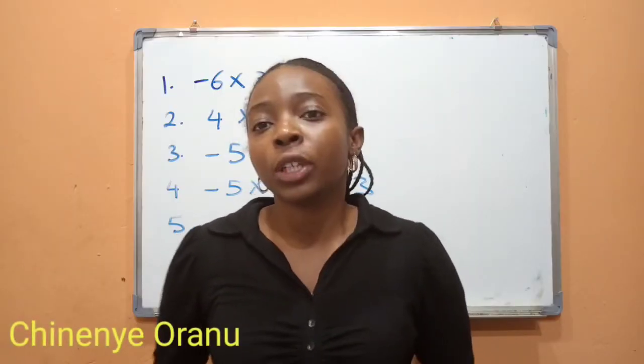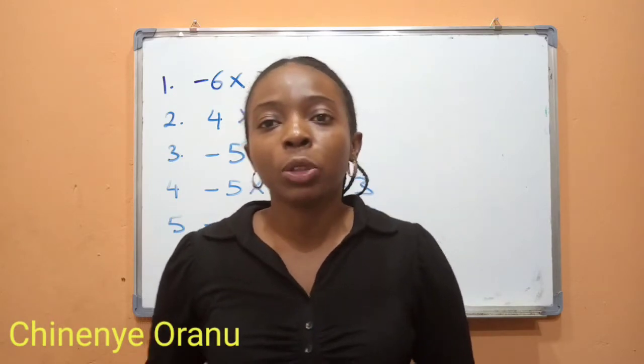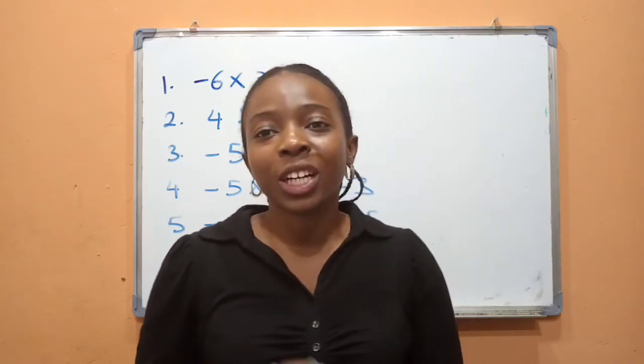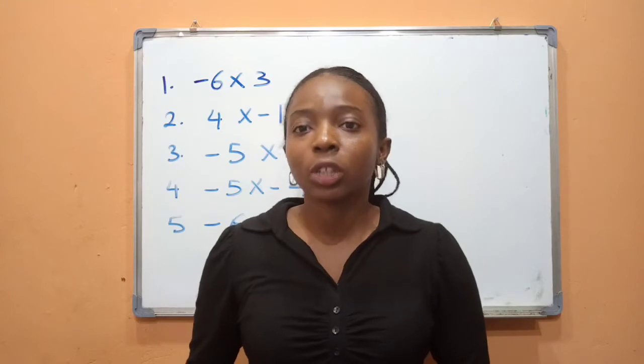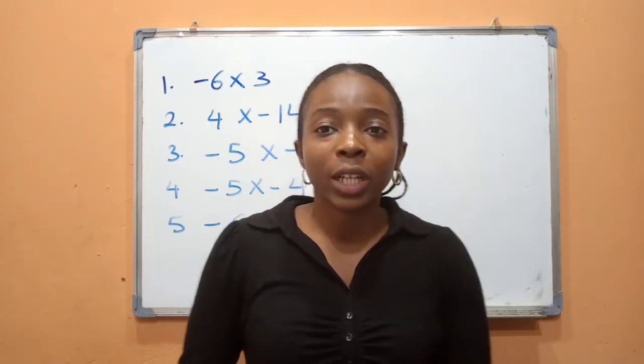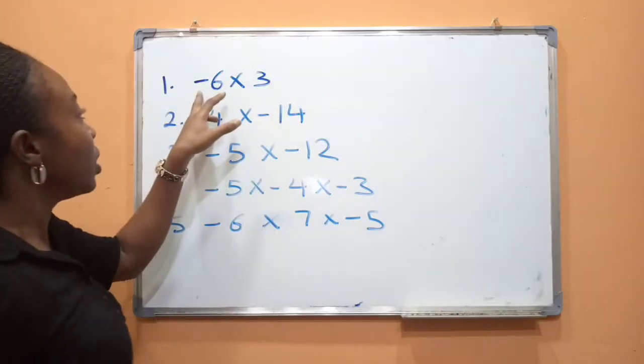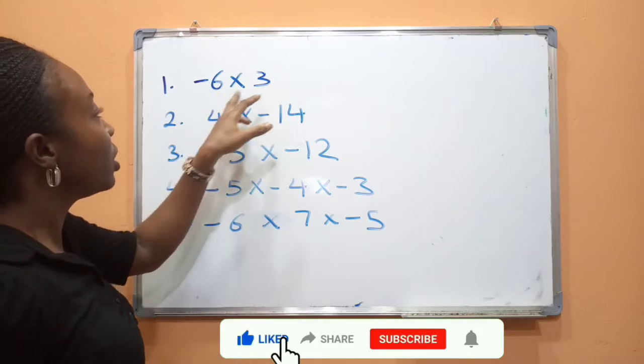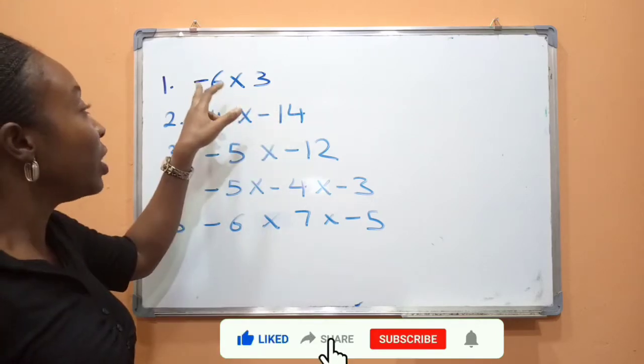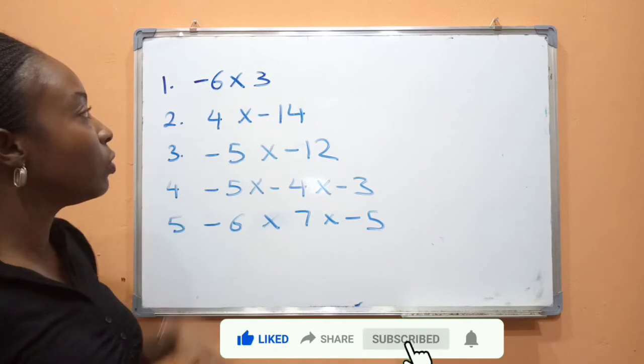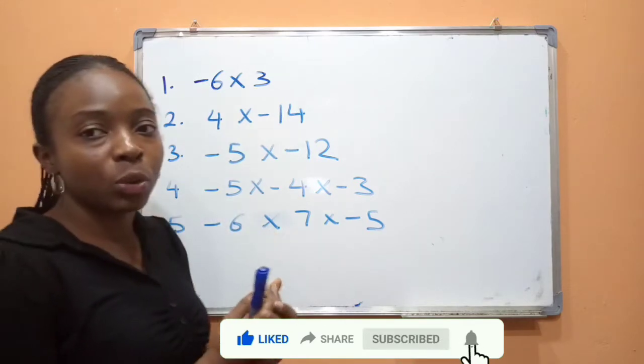It's Chinero Anu here, and in today's video, we are going to be looking at multiplication and division of directed numbers. So, without further ado, let's start learning. Let's take a look at this first example. We have minus 6 times 3, okay? So, we have a negative number here and we have a positive number. So, how do we go about doing this?